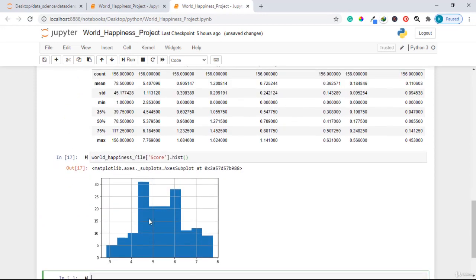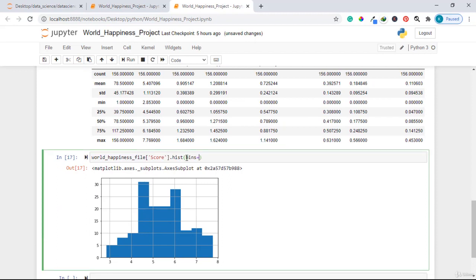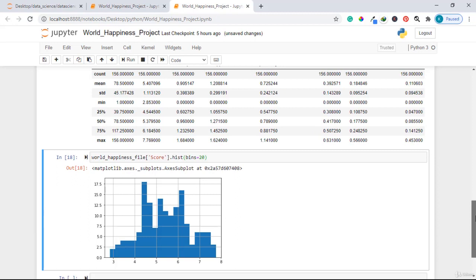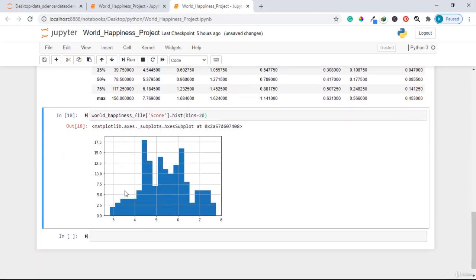So this is the histogram that appears for the score, and just to make it appear more clear, you use bins, and let us say we put 20. As you can remember, bins are these vertical bars, so I'm increasing the number to 20 so that it can be well spread and appear visually well. This is what happens after increasing the bins.